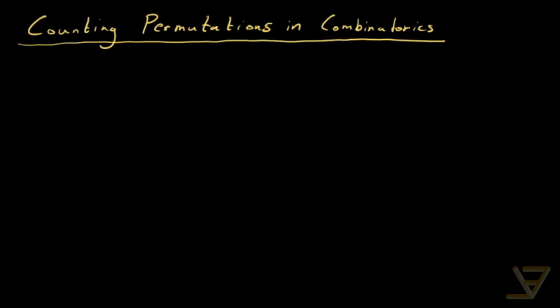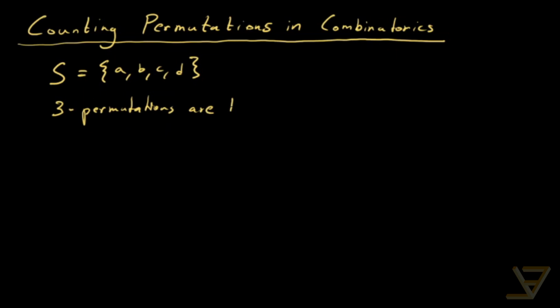Hi everyone, let's talk about counting permutations in combinatorics. Let's say we have a set S with some elements, let's say A, B, C, and D. Then its three permutations are lists of three elements that are distinct from S. And I'll give you some examples.